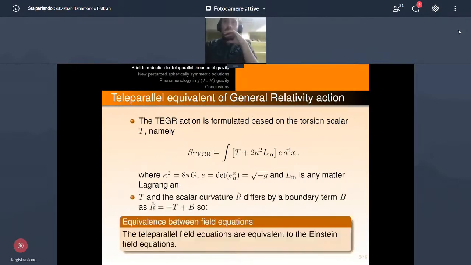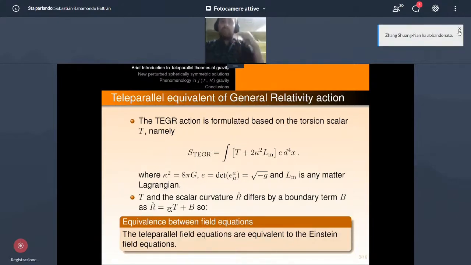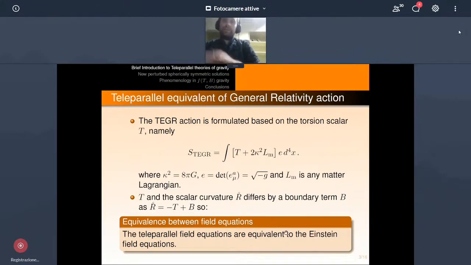So, the important thing is that since this quantity T differs by a boundary term with respect to the Levi-Civita Ricci scalar, if one derives the first equation of this theory, one gets exactly the same prediction, the same equation as general relativity. So that's why it's called the teleparallel equivalent of GR.